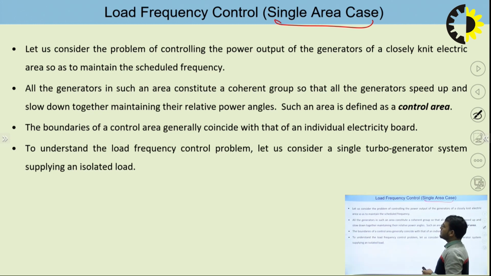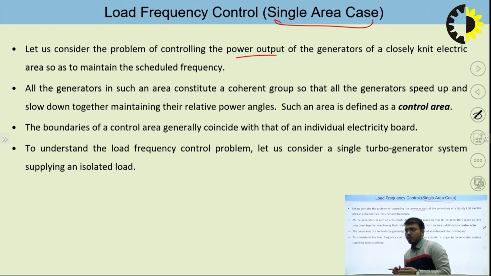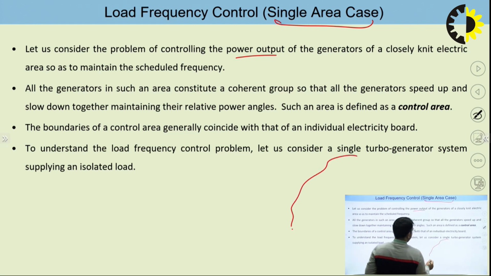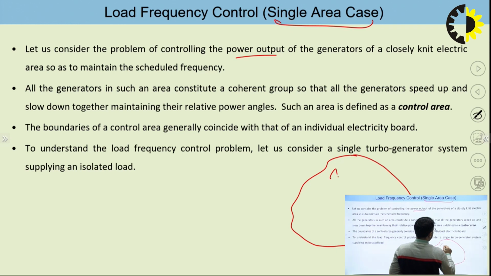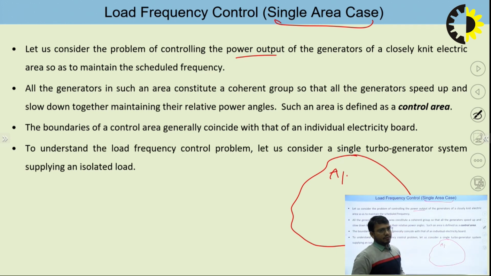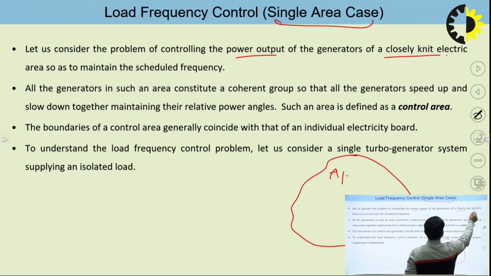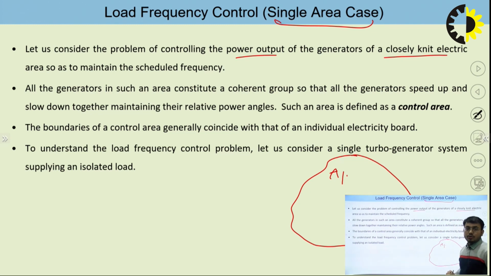Now we are just considering the problem of controlling the power output of a generator of a closely knit electric area so as to maintain the scheduled frequency. So we have an area, let us say this is area A1, and in this area we have a generator and some load connected. For this particular area, we have to maintain the scheduled amount of frequency.